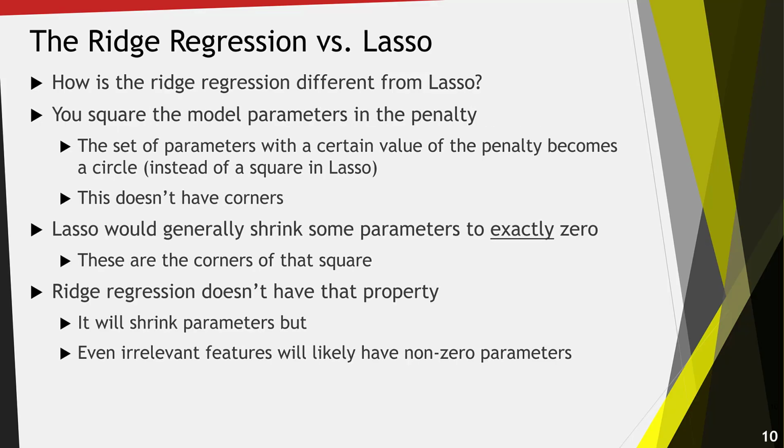However, unlike Lasso, here you're squaring the model parameters in the penalty. That means the set of parameters that lead to a certain value of the penalty function becomes a circle instead of a square like it was in Lasso. This circle doesn't have any corners. Remember, Lasso would generally shrink some parameters to exactly 0. These are the corners in that square-shaped penalty function. The ridge regression's penalty function is circle-shaped, and it doesn't have that property. It's going to shrink parameters, but even irrelevant features are probably going to have non-zero values for those parameters.